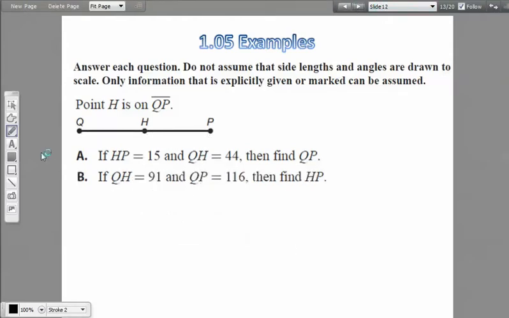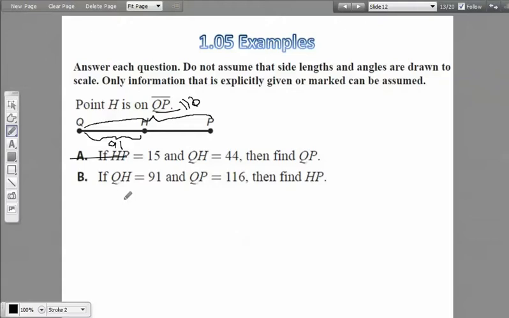Okay, we've got the same picture. Point H is on QP. We've already done A, we don't have to worry about that one. So if QH here is 91 and QP, I'm going to write it out here, is 116, then find HP.